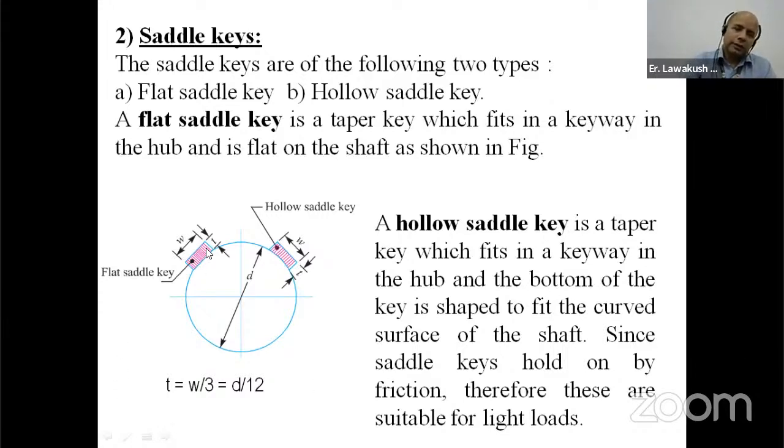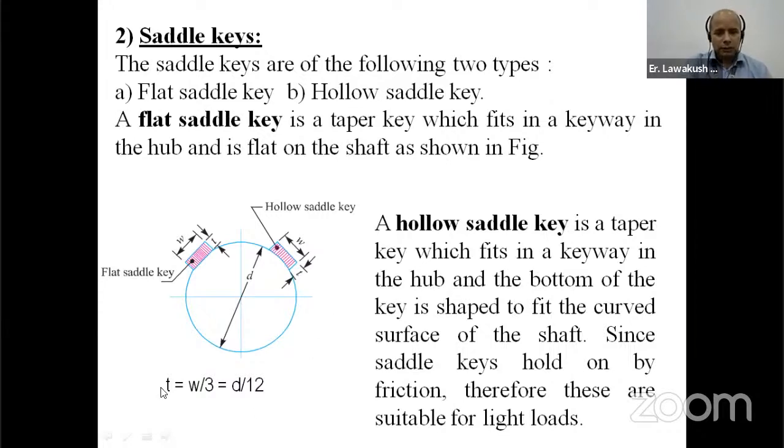In this figure, the flat saddle key as well as the hollow saddle key are shown, and here the circle is showing the diameter of the shaft, and this one is the flat saddle key where W is the width of the flat saddle key and small t is the thickness of the flat saddle key. And the second one is the hollow saddle key. In this diagram, same as the first one. Here small w is the width of the hollow saddle key and small t is the thickness of the hollow saddle key.